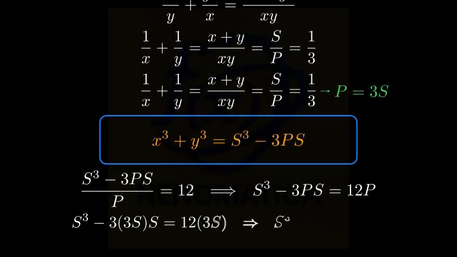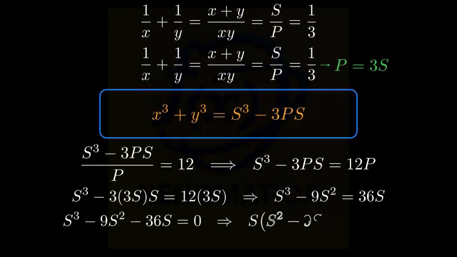But we already know that P equals 3S. Replace P by 3S and simplify. S cubed minus 9S squared equals 36S. Move every term to one side and factor out S. We obtain S times the quantity S squared minus 9S minus 36 equals 0. From the second line earlier, S cannot be 0, so solve the quadratic factor.